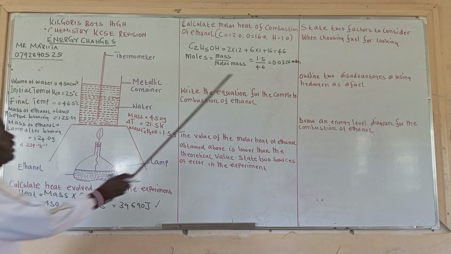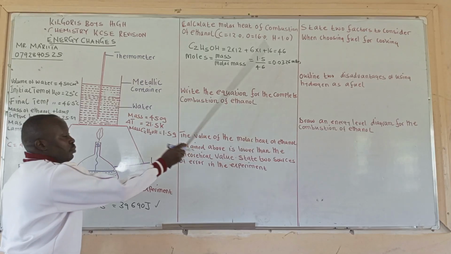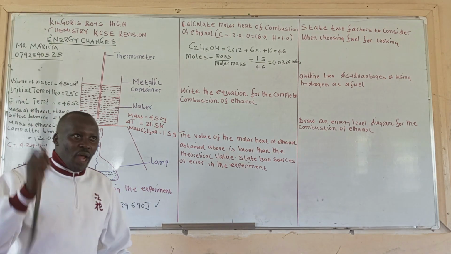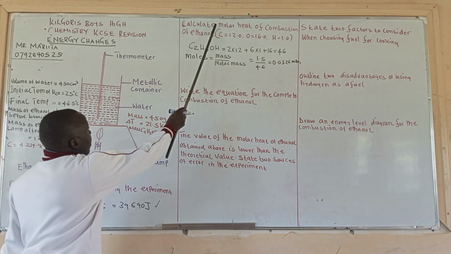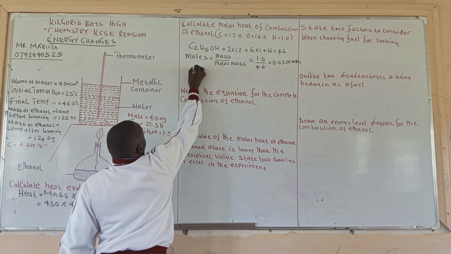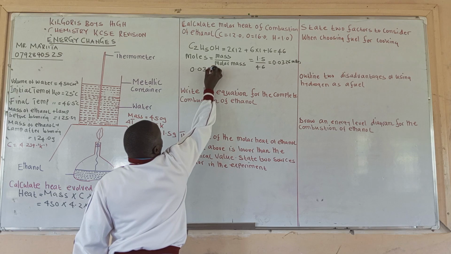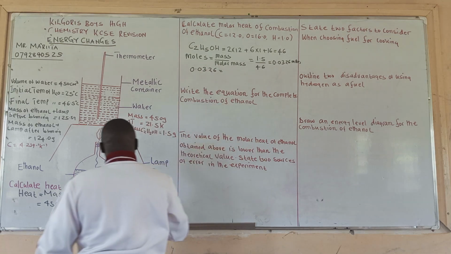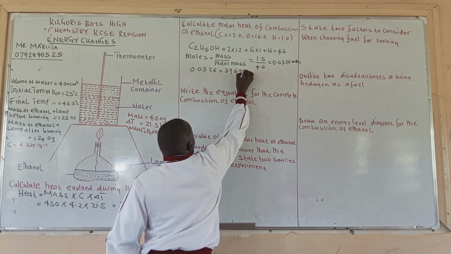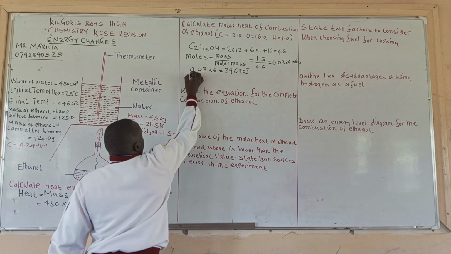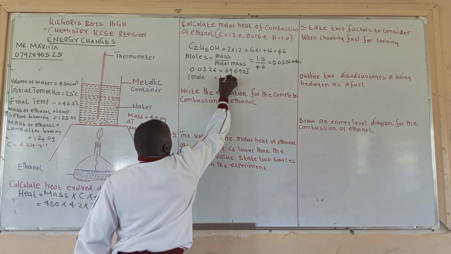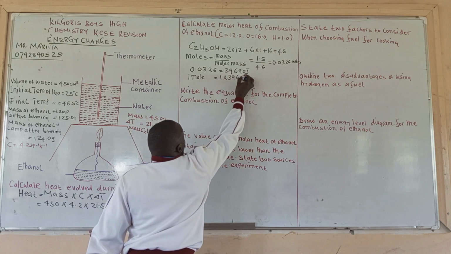Now from here, this number of moles of ethanol produces 39,690 joules of heat. What about 1 mole? Such that we can have the molar heat. So 0.0326 moles produces 39,690 joules. What about 1 mole? So 1 mole of ethanol will be equivalent to 39,690 over 0.0326.